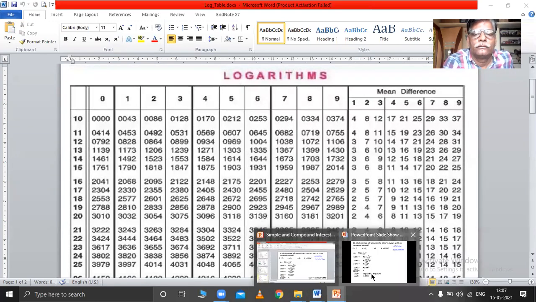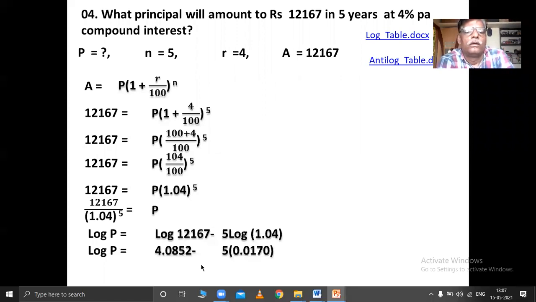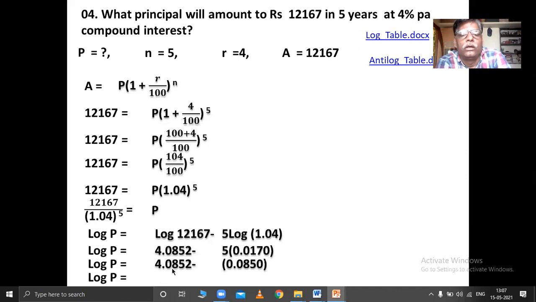Okay. This is the number. So log P is equal to 4.0852 minus this one. Next step, multiply and take this. If you multiply by 5, 0.0850. Then next step, you deduct: 4.0852 minus 0.0850. Answer is 4.0002. Okay.